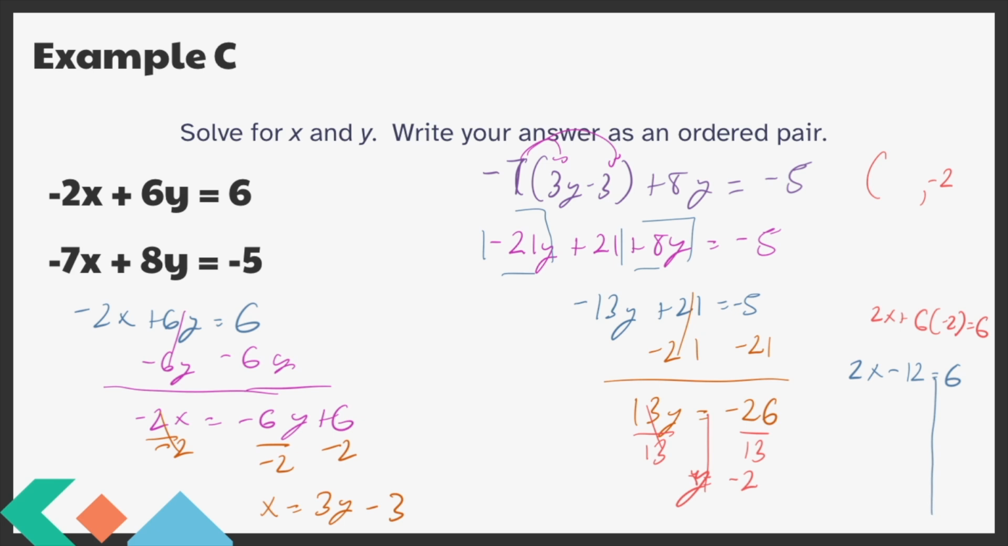Now we've got a regular two-step equation. We're going to add 12 to both sides. These are going to cancel, leaving me with 2x equals 18. My final step is to divide both sides by 2, and I get x is equal to 9. So that is my other point. So I've got 9, negative 2 as my ordered pair. That brings us to the end of this problem.